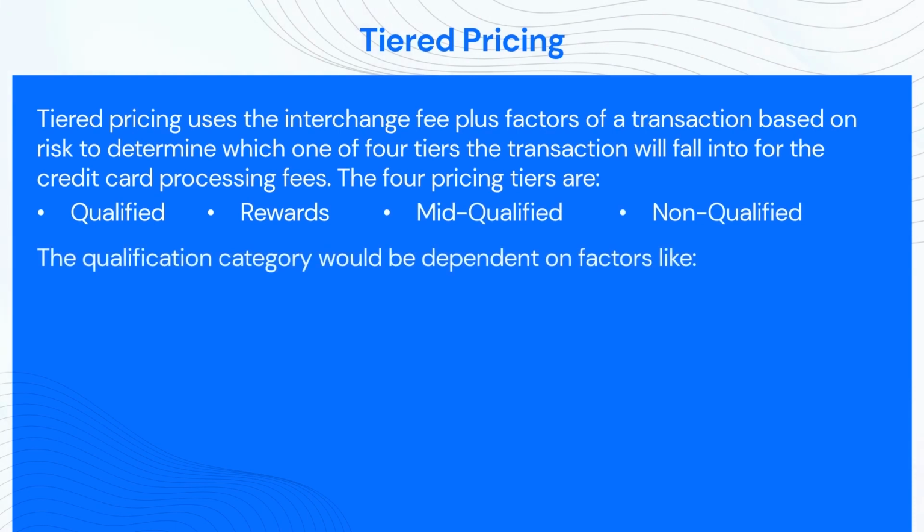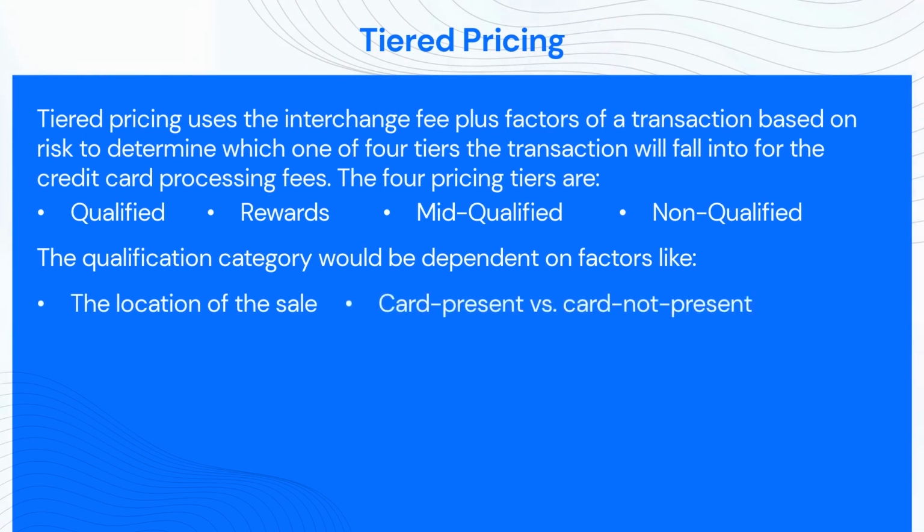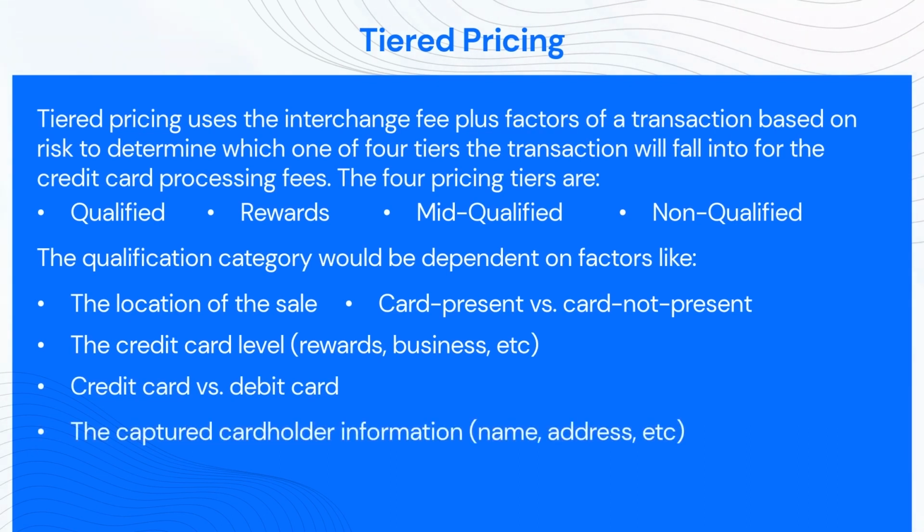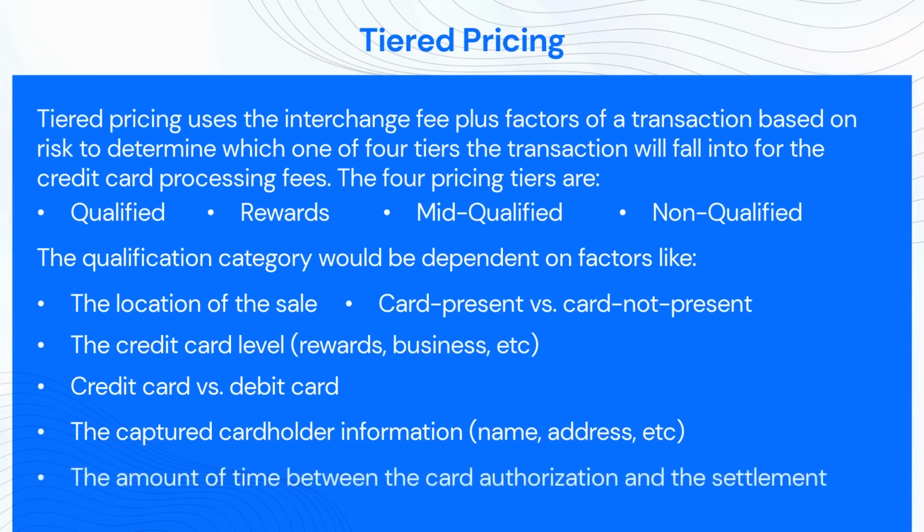The qualification category would be dependent on factors like the location of the sale, card present or card not present, the credit card level, rewards, business, etc., credit card versus debit card, the captured cardholder information, name, address, etc., and the amount of time between the card authorization and the settlement.